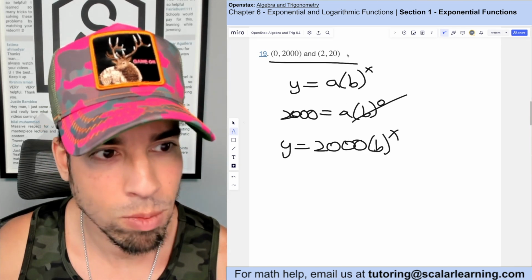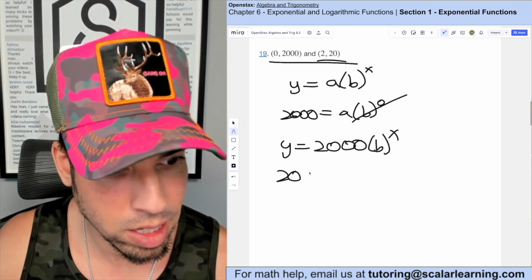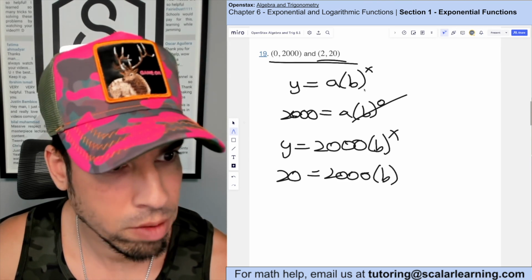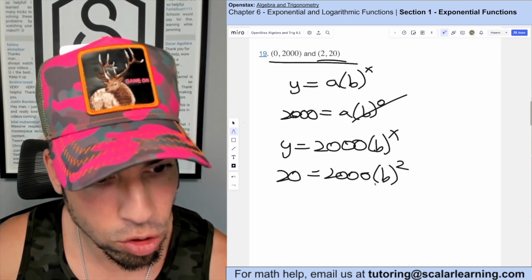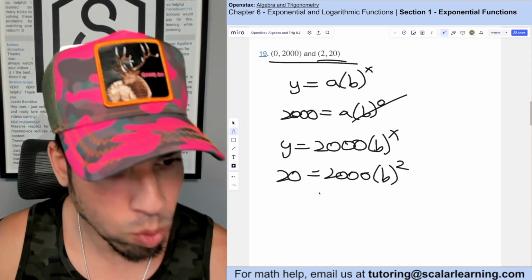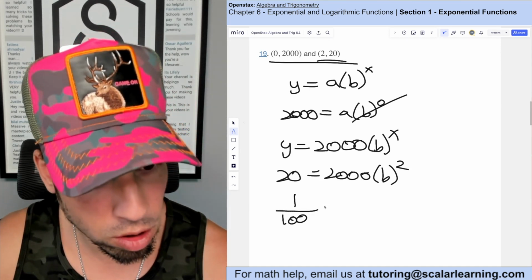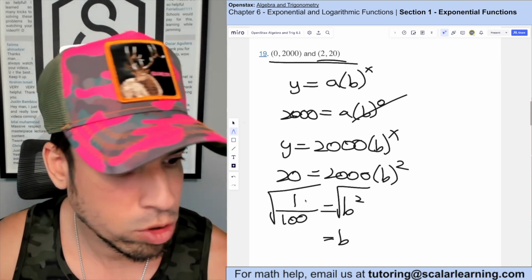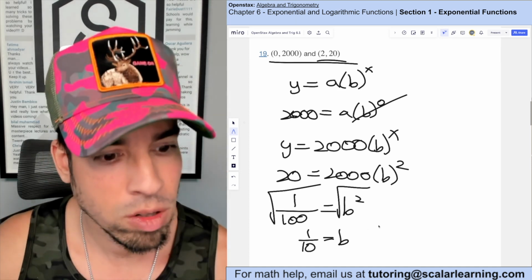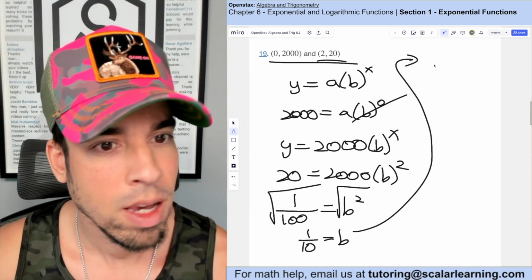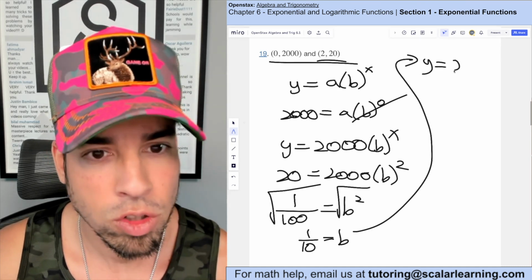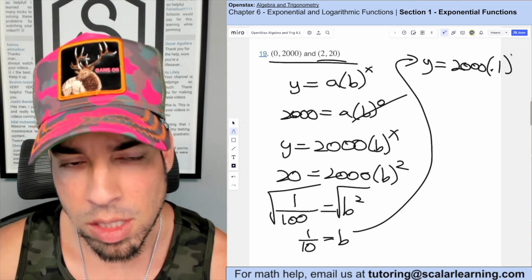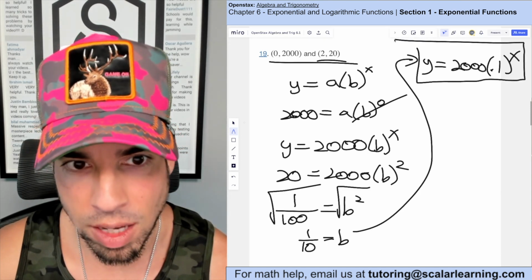Now we got to solve for b. Well, I got a second coordinate, so let's plug and chug. 20 equals 2000 times some unknown b that I'm still trying to figure out to the second power because x is 2. Now we're going to divide both sides by 2000. 20 over 2000 reduces to 1 over 100, and that equals b squared. Last but not least, take the square root of both sides, and b equals the square root of 1/100th, which is 1/10. So now I can rewrite this whole equation as y equals 2000 times 1 over 10, or as a decimal 0.1, to the x power. And there it is, exponential decay, boom, done.